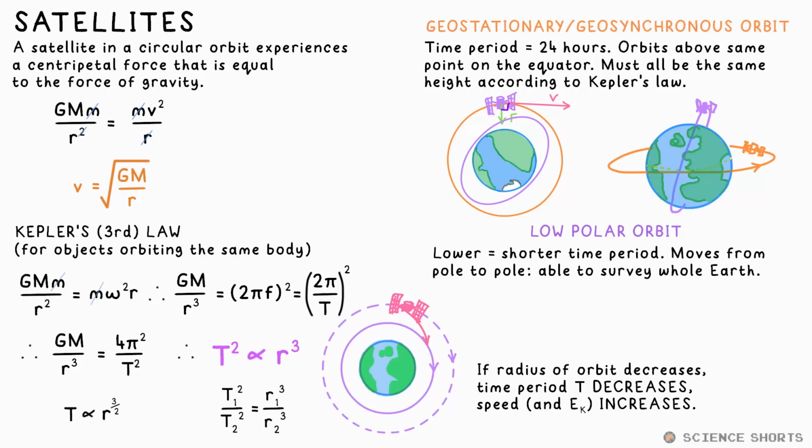These are used for surveillance and weather tracking. Just be careful, if you're given the height of a satellite's orbit above the surface, you need to add on the radius of the planet to get the proper r.